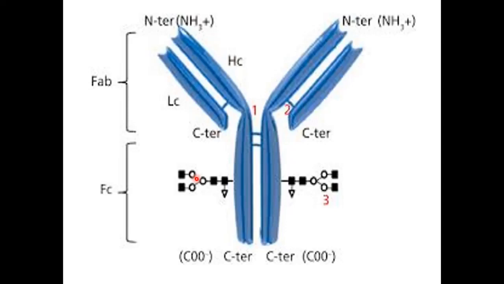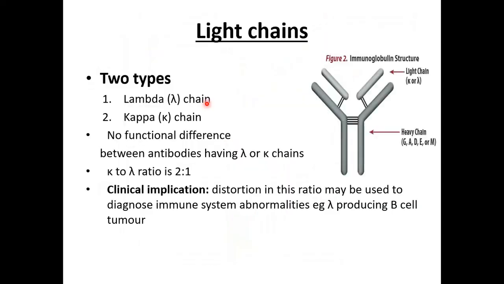Now let's briefly discuss the light and heavy chains. L chains, as also said before, are the two shorter subunits of this basic antibody molecule. And each light chain contains about 220 amino acids. In humans, there are two types of light chains, lambda and kappa. Both these lambda and kappa chains are similar in structure and function, but they are encoded by different genes.